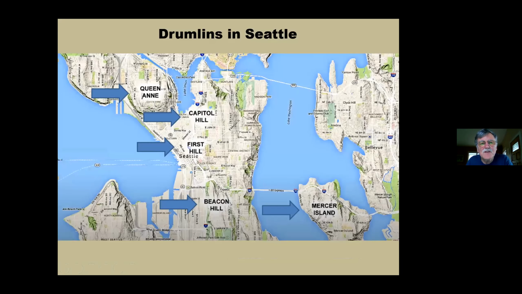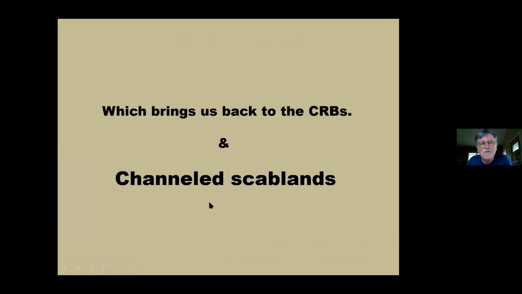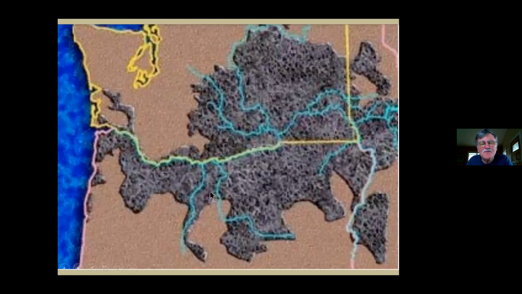In fact, there's First Hill. These are drumlins. Capitol Hill, First Hill, Queen Anne, etc. Which brings us back to the Channel Scablands.